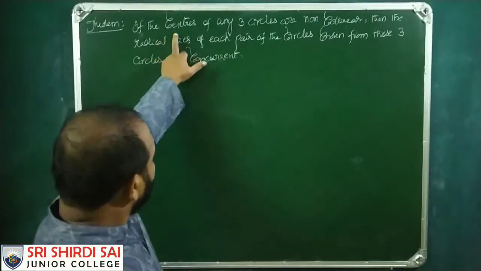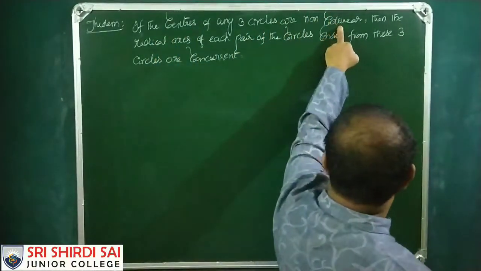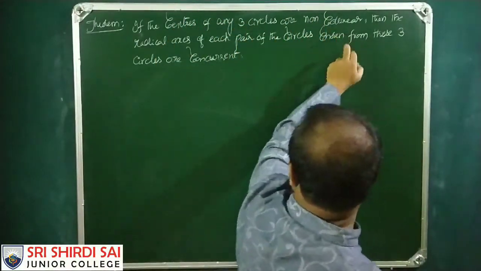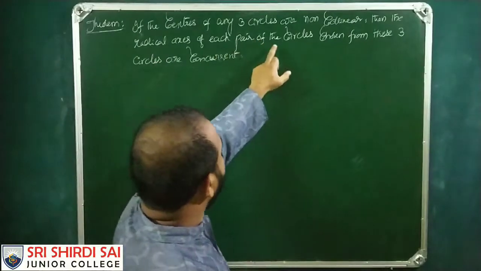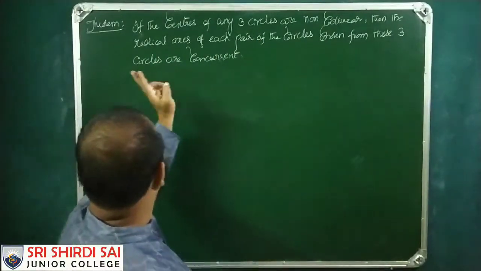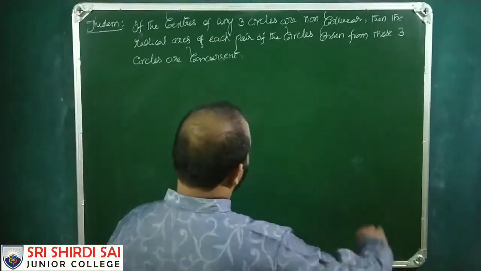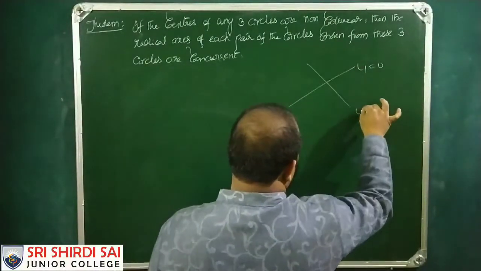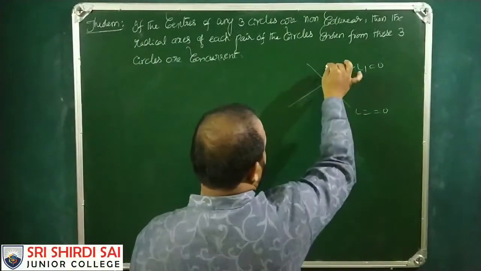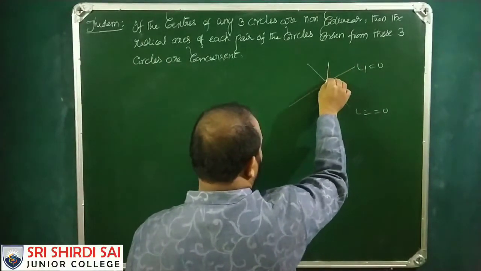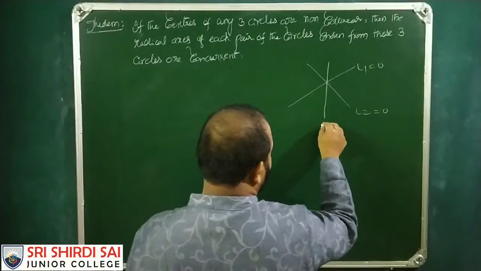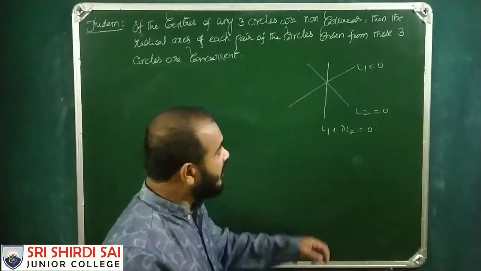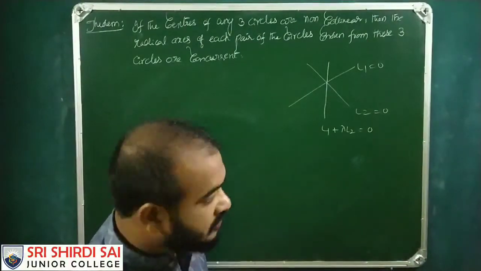If the centers of any three circles are non-collinear, then the radical axis of each pair of the circles chosen from these three circles are concurrent. So in first year, this is L1 equals to 0 and this is L2 equals to 0. Then the family of all lines passing through the point of intersection of these two lines is nothing but L1 plus lambda L2 equals to 0. Right? Then all those lines are said to be concurrent lines.